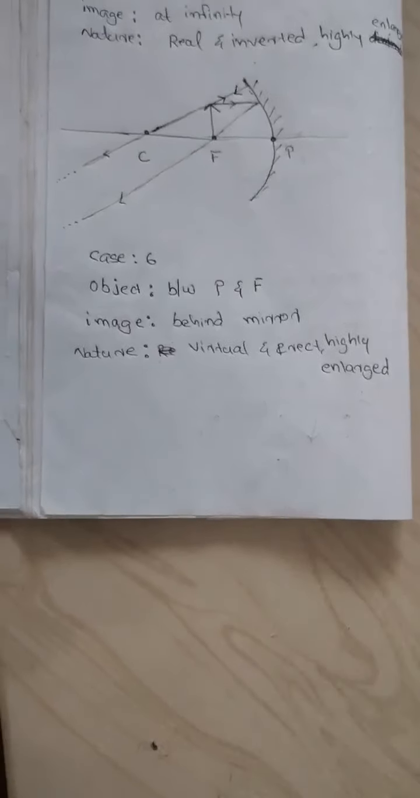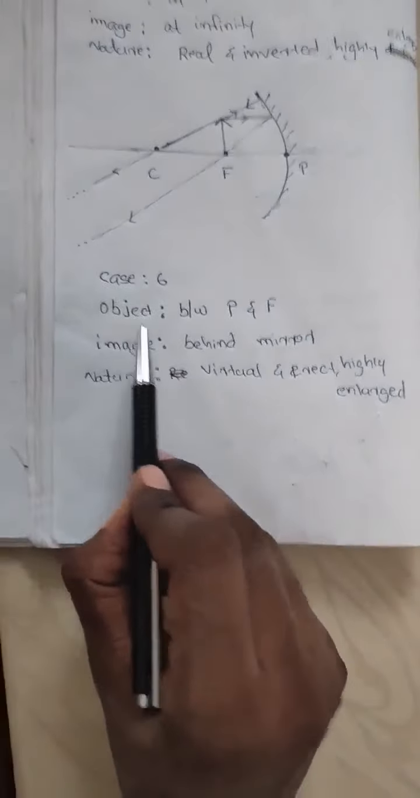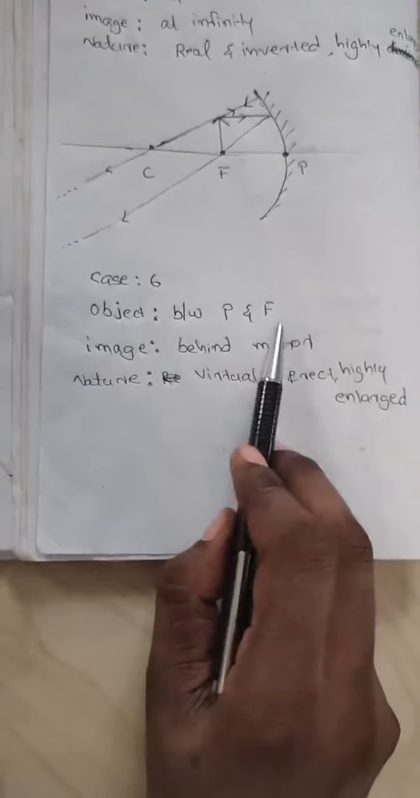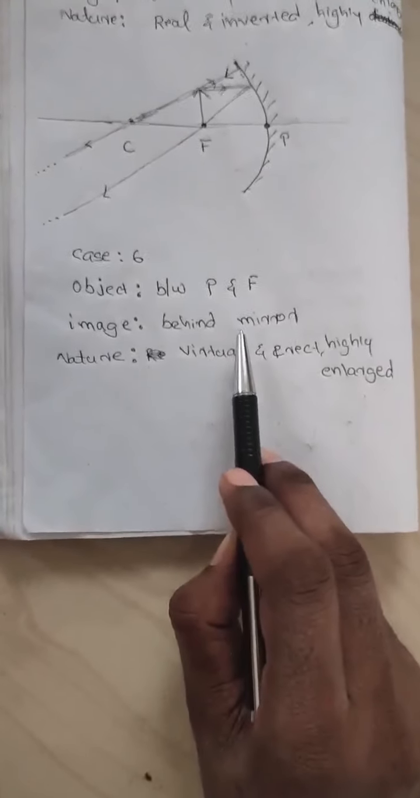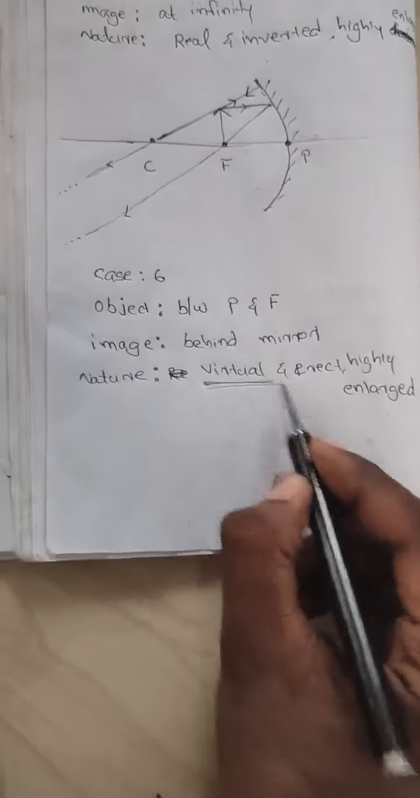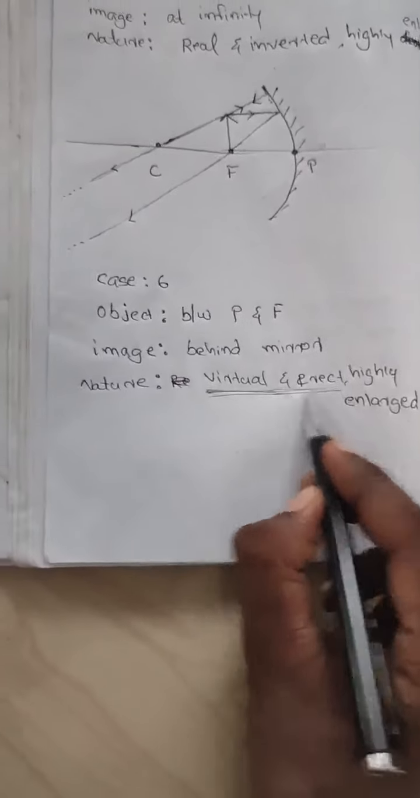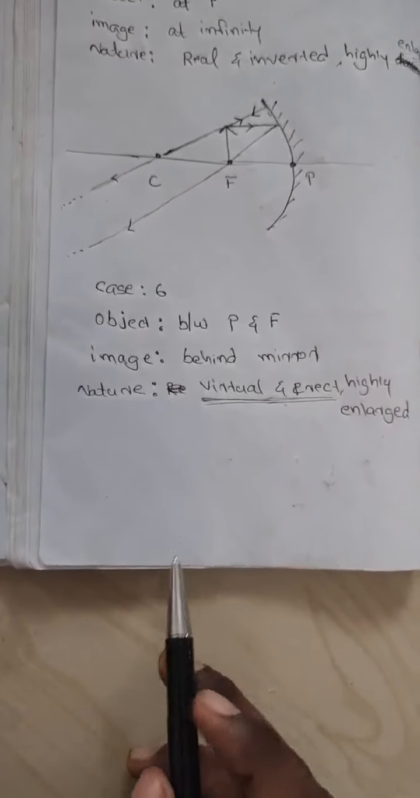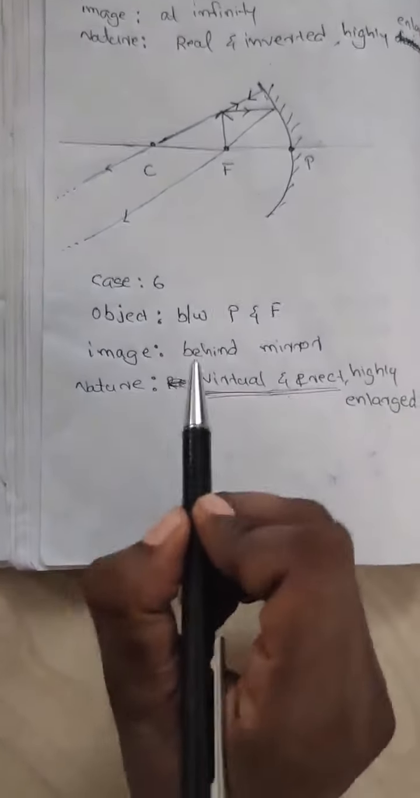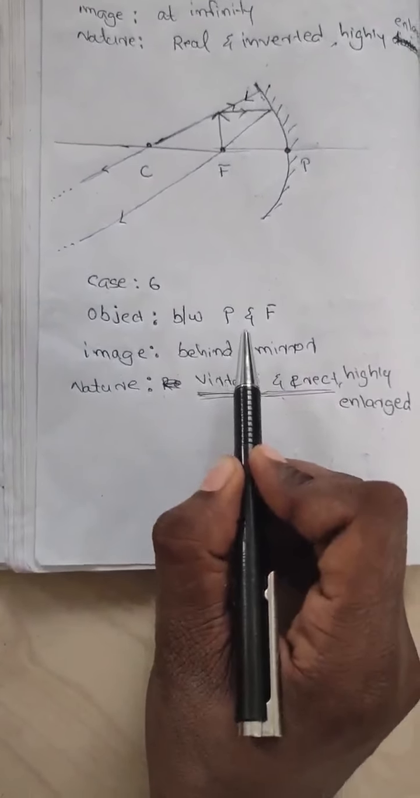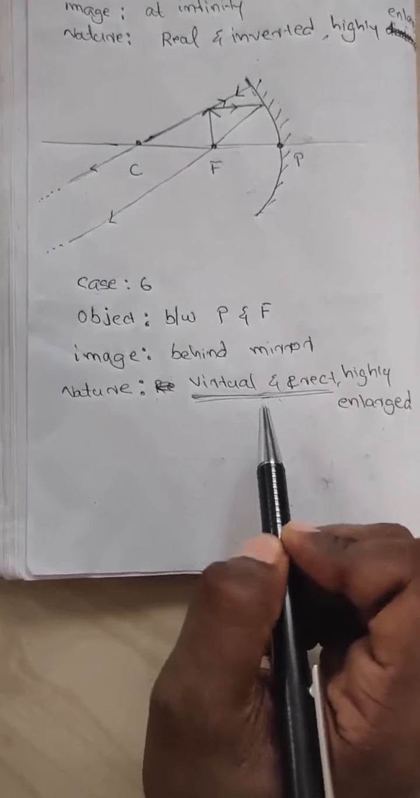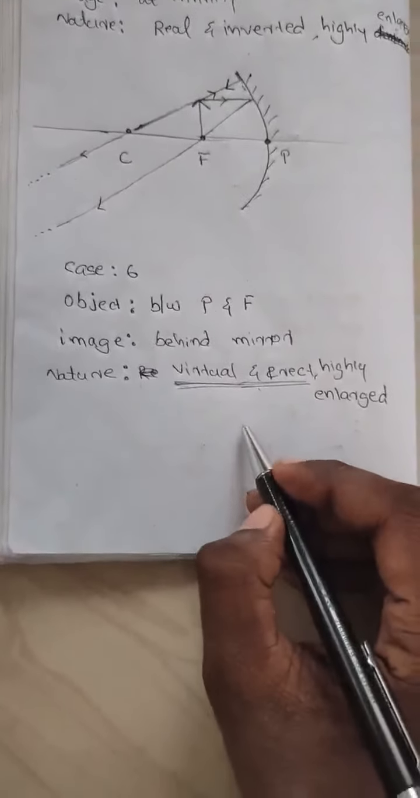Now the case 6, the object is placed between P and F. If it is placed between P and F, the image is formed behind the mirror. Only in this case the image is virtual, and we know that a virtual image is an erect image. So the concave mirror will give a virtual and erect image only in this case, between P and F. Don't forget, between P and F it will give a virtual and erect image, and its ray diagram is as follows.